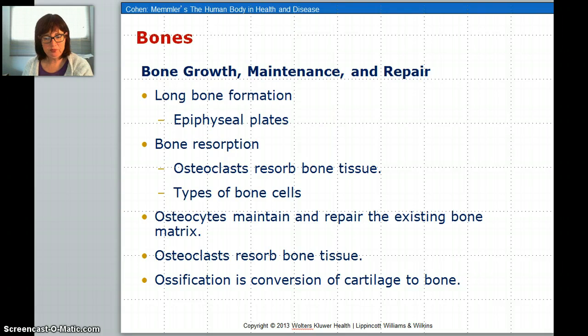When you look at ossification, this is the conversion of cartilage to bone. During the developmental stage, the bones are all outlined initially as cartilage, and then as the fetus develops, that cartilage is replaced by the bone mineral.